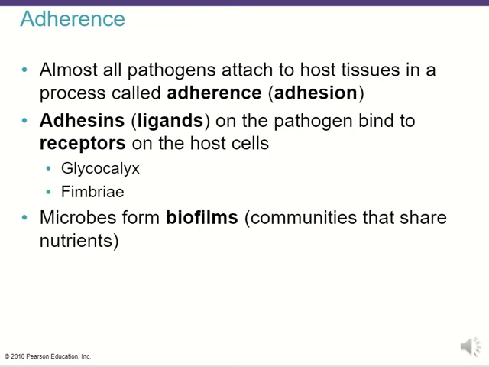As far as adherence, almost all pathogens attach to host tissues in a process called adherence or adhesion. Adhesins, which are ligands on the pathogen, bind to receptors on the host cell, such as on the glycocalyx or the fimbriae. Now, microbes that form biofilms form communities that share nutrients within their host.